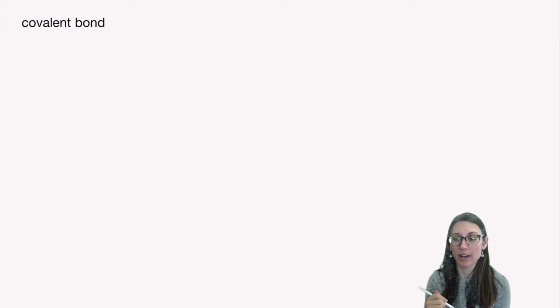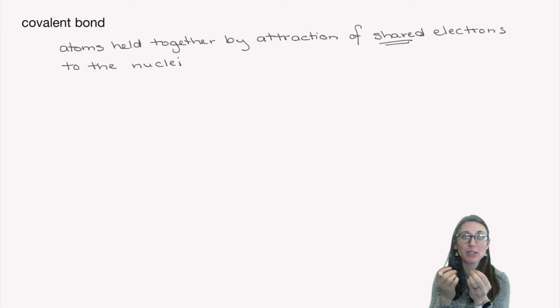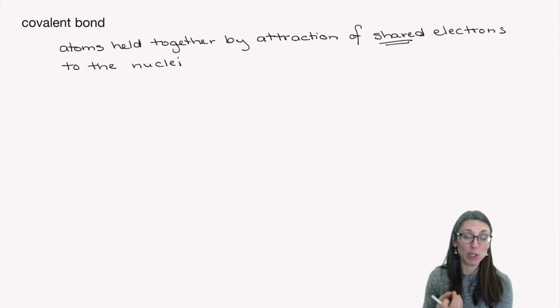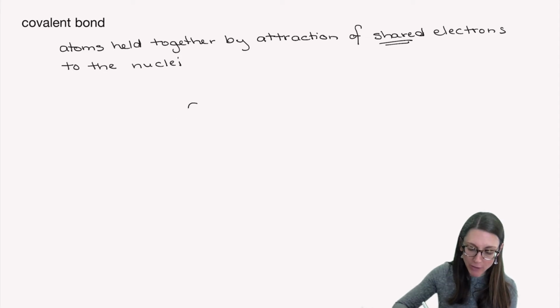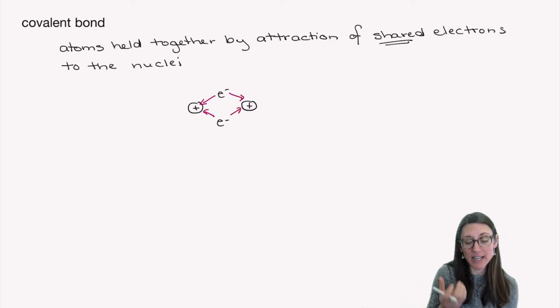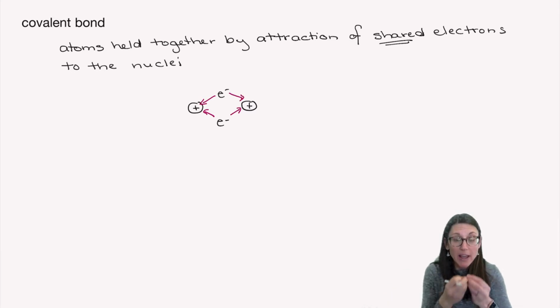In a covalent bond, the atoms are actually being held together by the attraction of shared electrons to the nuclei. So if you think about this, remember we said every type of bonding is characterized by an attractive force between positive and negative charges. You have your positive nuclei, and if there are electrons between those nuclei, they can actually be attracted to both of the nuclei at the same time. And this is where this idea of having electrons being shared between two nuclei comes into play, between two atoms. The electrons are attracted to both of the atoms.